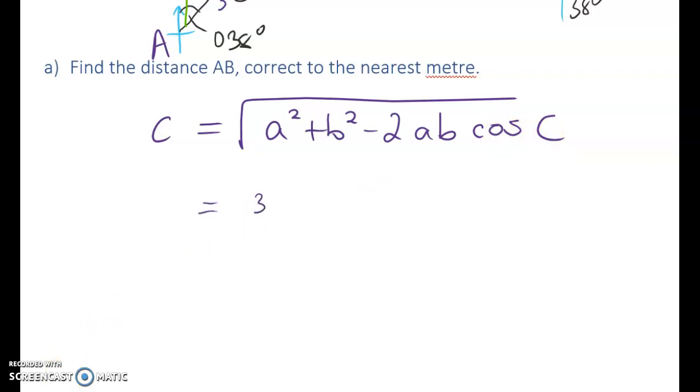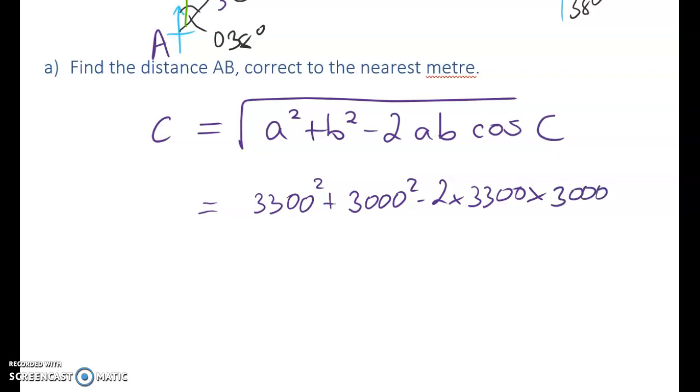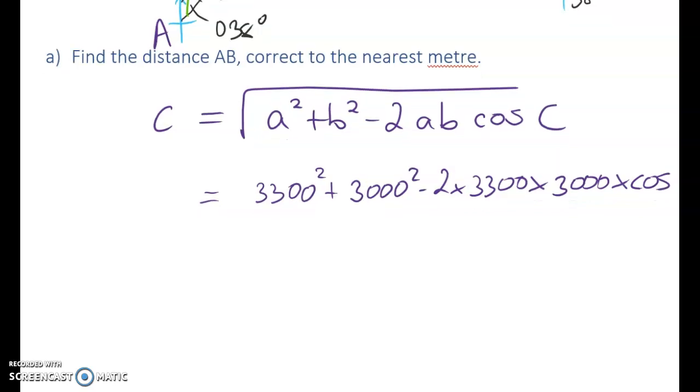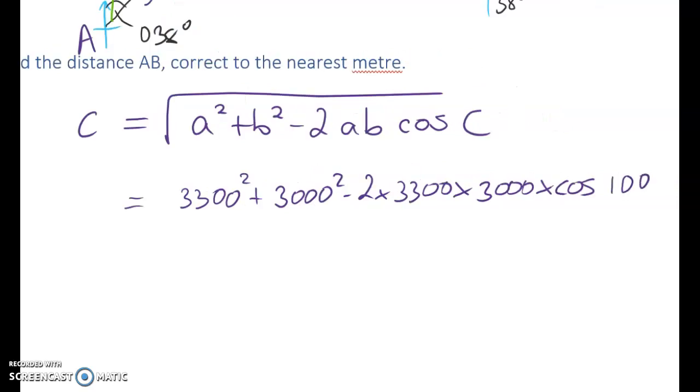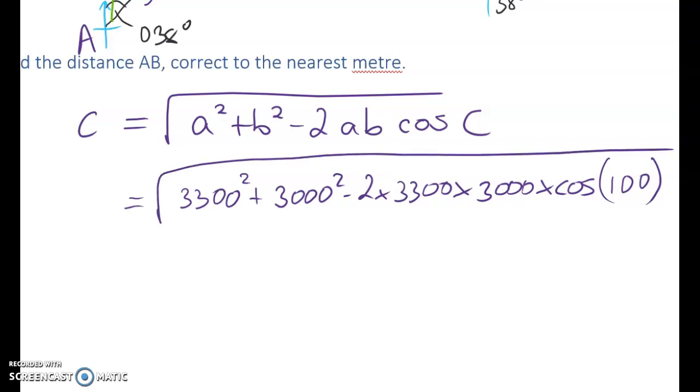So a was 3,300 meters. Square that. We're going to have 3,000 meters squared. We're going to subtract 3,300 times 2 times 3,000 times the cos. Oh, it's not going to fit. I'll write it here and then I'll move the screen across. Here we go. Times the cos of 100. And of course, then we've got to square root all that.